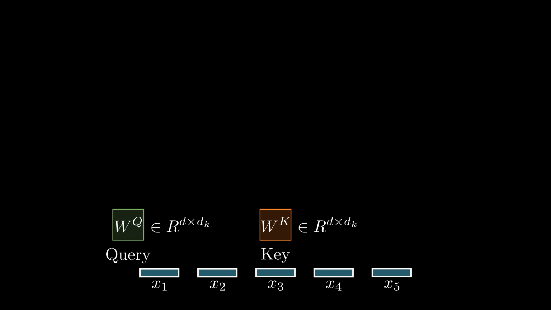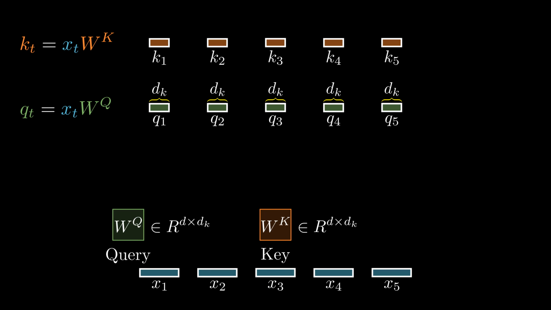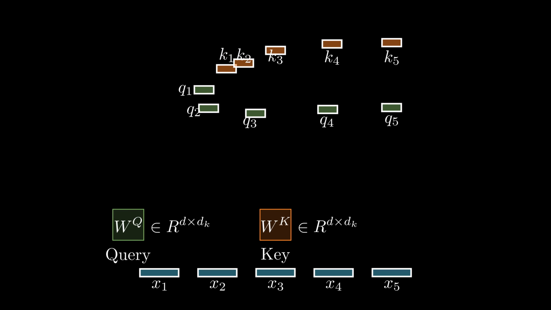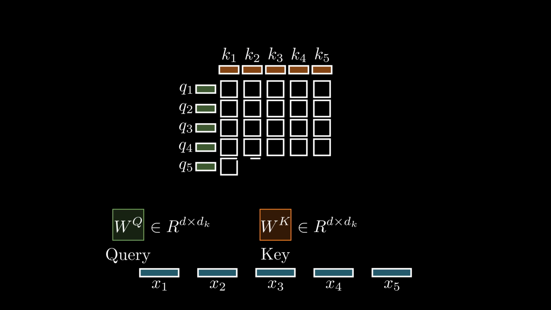The input to an attention layer is a sequence of embedding vectors, one for each token. We use query and key matrices WQ and WK to project each d-dimensional embedding vector into query and key vectors. Each of these vectors have a lower dimensionality, say dk. For instance, each query and key vector may have 128 dimensions. We compute the relevance between tokens using the dot product of their query and key vectors.